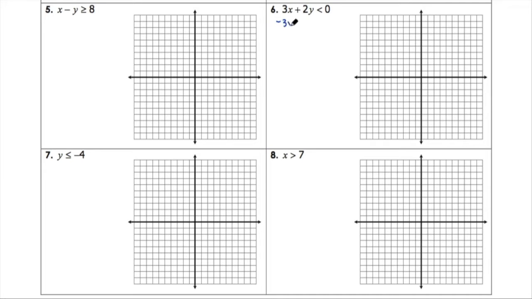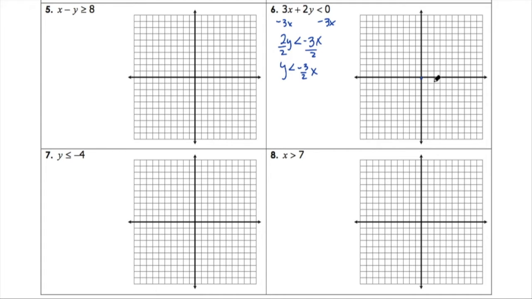So I'm going to subtract 3x from both sides. So 2y is less than -3x. Just that. There's no constant at the end. We'll divide both sides by 2. We don't flip the inequality because we're dividing by a positive number, but y is less than -3/2 x.